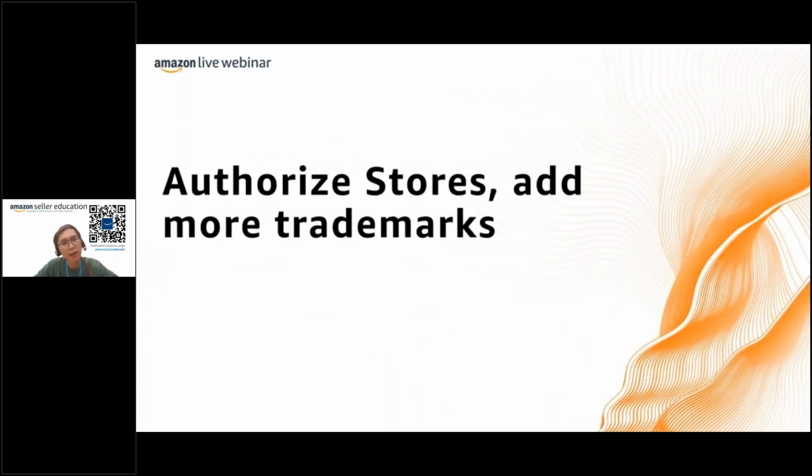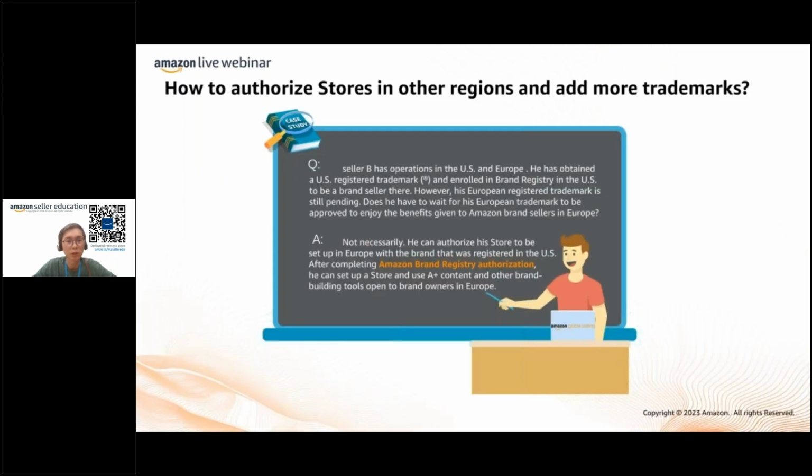Well, this is the last part. I just want to share that if you already enroll as a brand owner under Amazon Brand Registry, you can actually authorize your other stores for that brand that you registered, and you can also even add more trademarks, right, without going through the lengthy process of the initial application. Right. So this is just to share that if let's say you have your stores in the other region and you like to add the trademark there, you can do so, right?